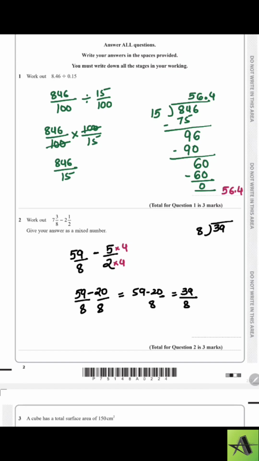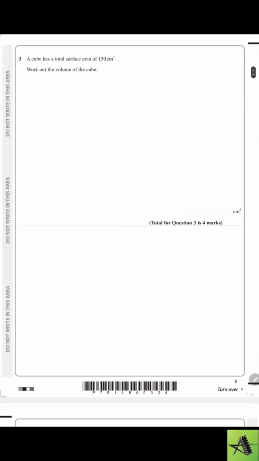Well, manually we can do it, but let me show you how we can. So 8 times 4 will give you 32, remaining is 7. So the denominator will remain the same as it is. Your quotient will be written here, and the remainder will be written up there. So final answer is 4 and 7 over 8. Moving on to the next question.